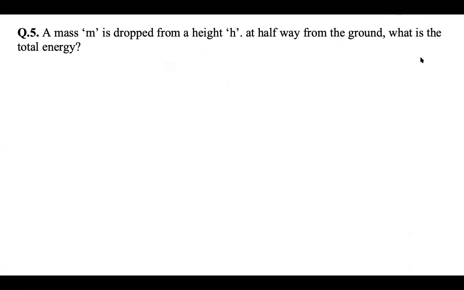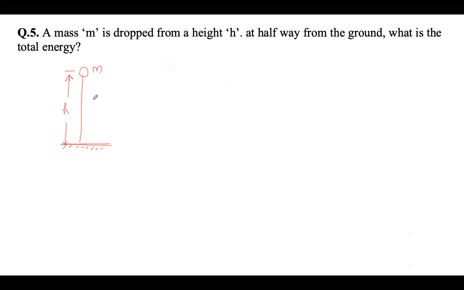So the question is, a mass m is dropped from a height h. At halfway from the ground, what is the total energy? So let's say you have a mass m which is dropped from a height h. So this is the ground, this is mass m, and it is dropped from a height h. यहाँ से हम लोगों ने ड्रॉप किया.